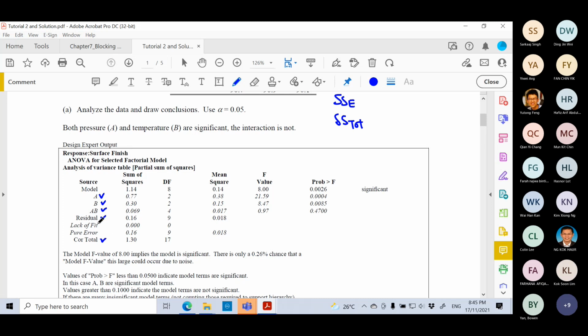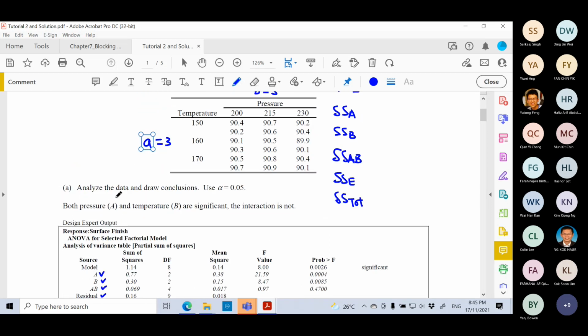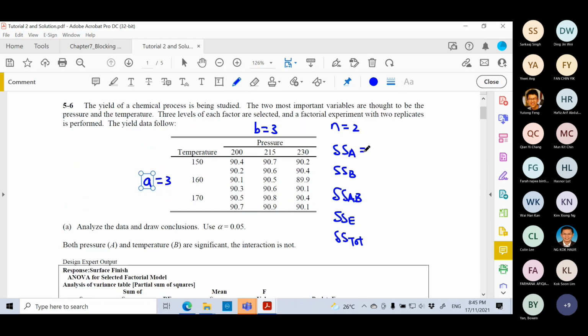The rest of them are not in your study for sum of square. From all the sums of square here, you can test which factor is considered important. So I believe that you also need to be familiar with the calculation here.